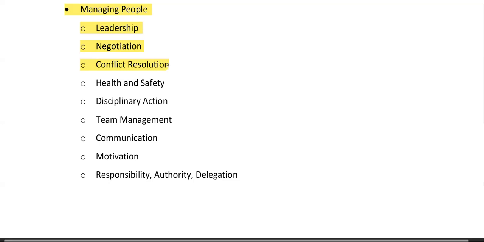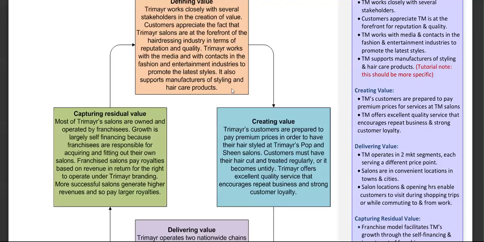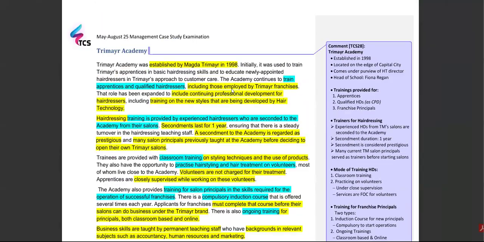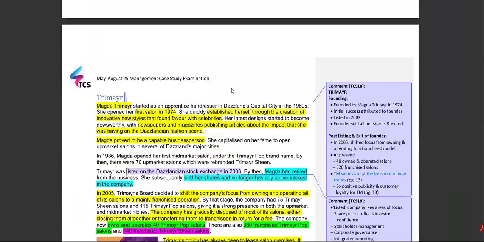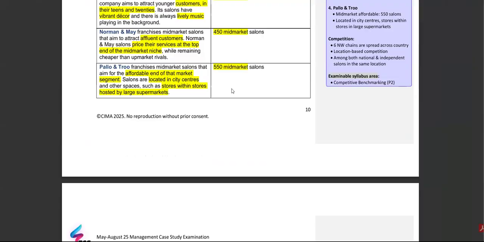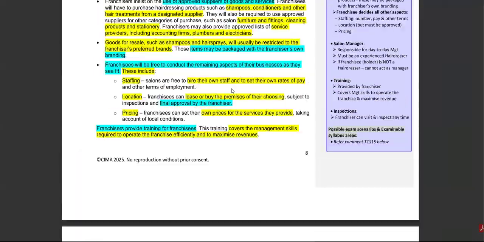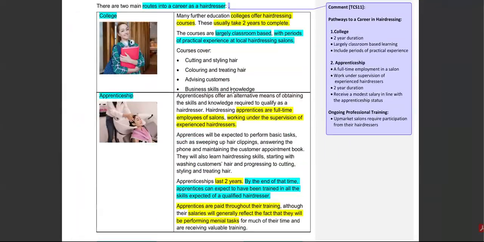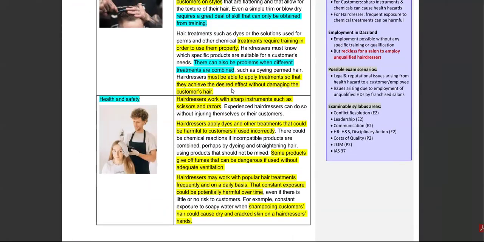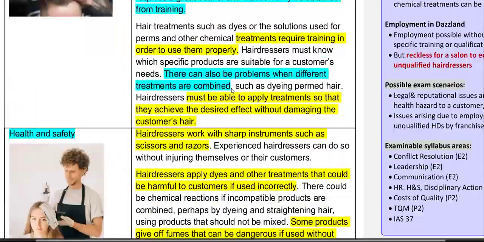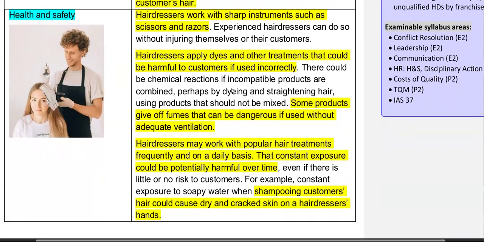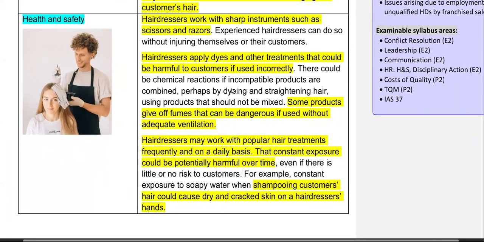Health and safety, of course, another area which is relevant for Trimayr, because we've clearly been told about the health and safety related issues in the pre-seen. So I'm sure you are thorough with the content in the pre-seen, and it was highlighted that the nature of some treatments, the exposure to chemical treatments, could cause health and safety related issues, not only for the customer, but also for the hairdresser.